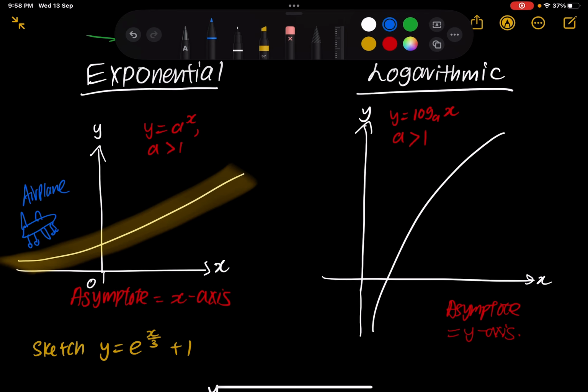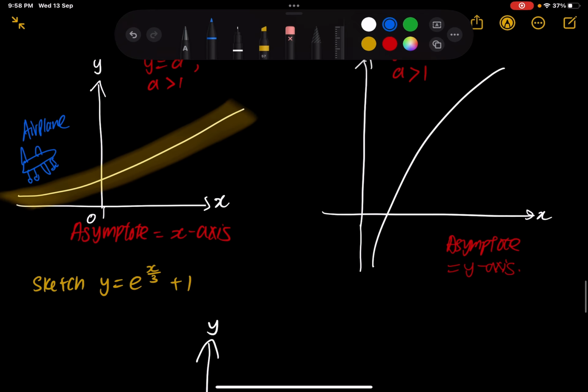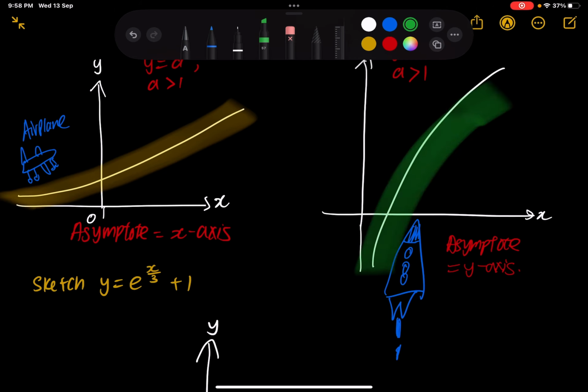Then logarithmic, right? For me, how I remember is rocket shape. Then how do you draw the rocket shape? Is it like that? Yeah, so it will go upwards. If you go upwards, the asymptote will be the y-axis.